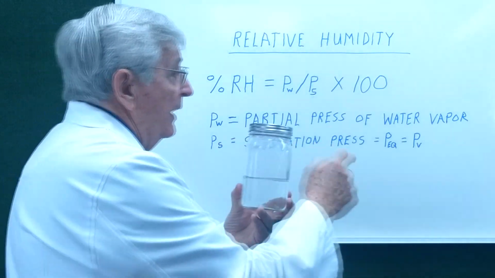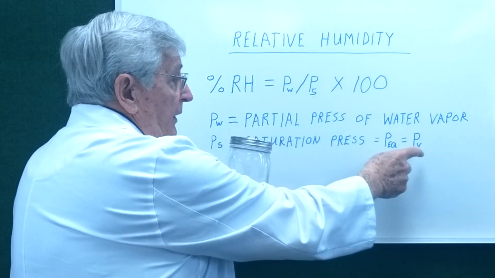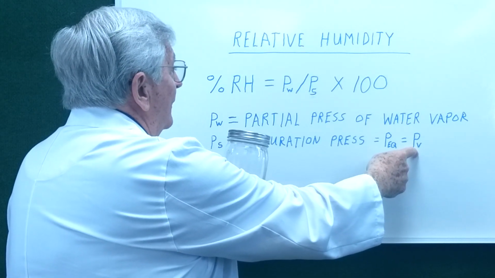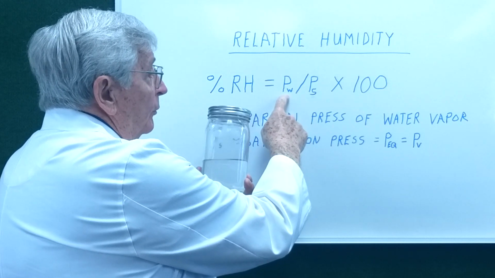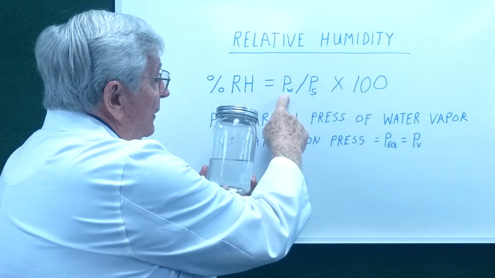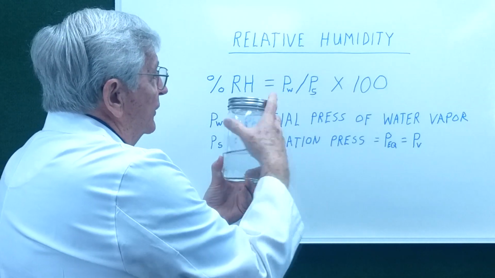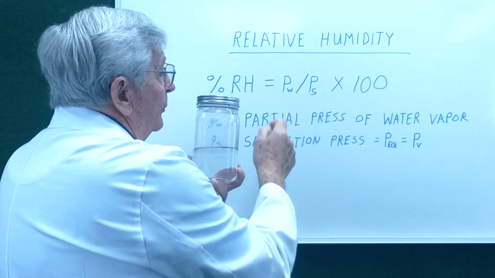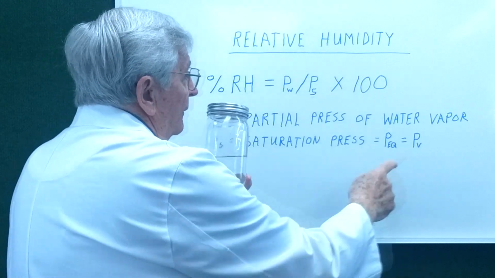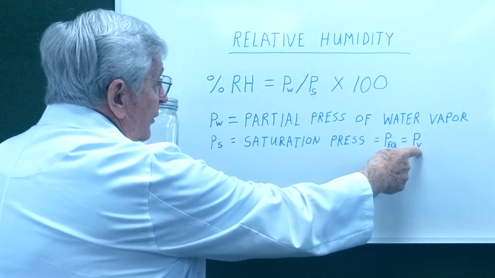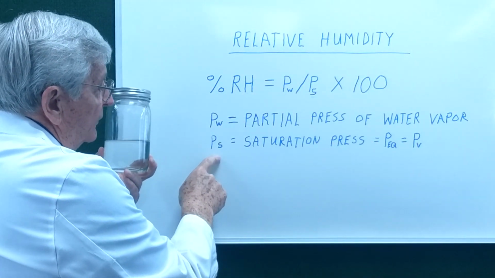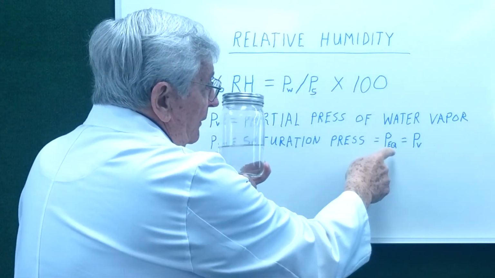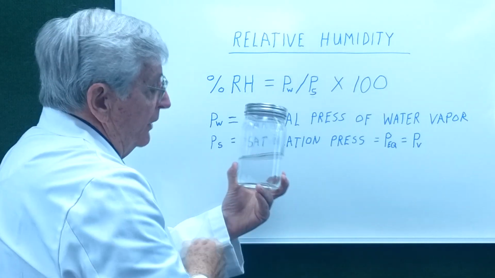So in this case, the water vapor pressure is equal to the partial pressure of the water vapor in this upper volume. So that means we're at 100% humidity because the vapor pressure of the water is equal to the saturation pressure, and all the pressures are in equilibrium here.